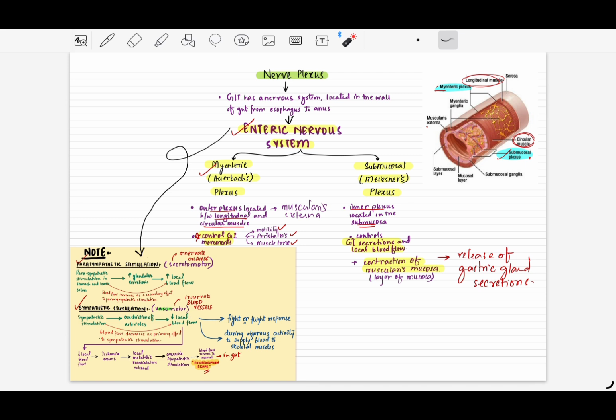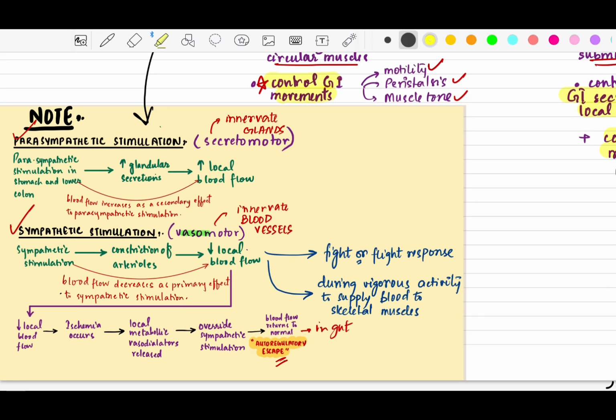in color here. Another pointer about the enteric nervous system is that it receives both parasympathetic and sympathetic stimulation. Now, parasympathetic stimulation is secretomotor in nature, which means that it innervates the glands. And what happens is that with the parasympathetic stimulation in the stomach, it causes glandular secretions, which increase the local blood flow. Now, local blood flow increases as a secondary effect, which means that parasympathetic stimulation is never going to result in a direct increase or decrease in the blood flow. We then have the sympathetic stimulation. Sympathetic stimulation is actually vasomotor in nature, right? It is going to innervate the blood vessels, like the term suggests.